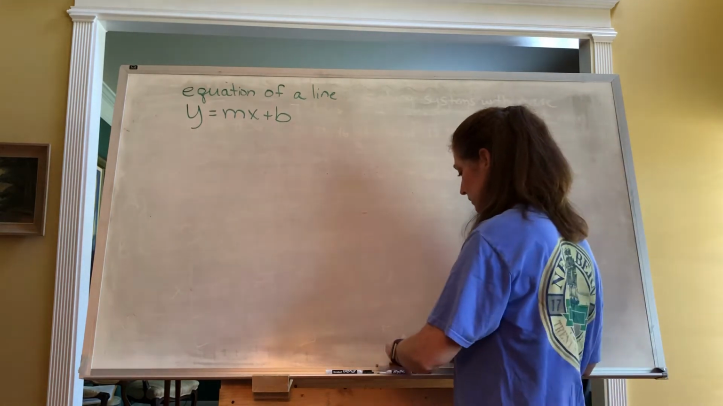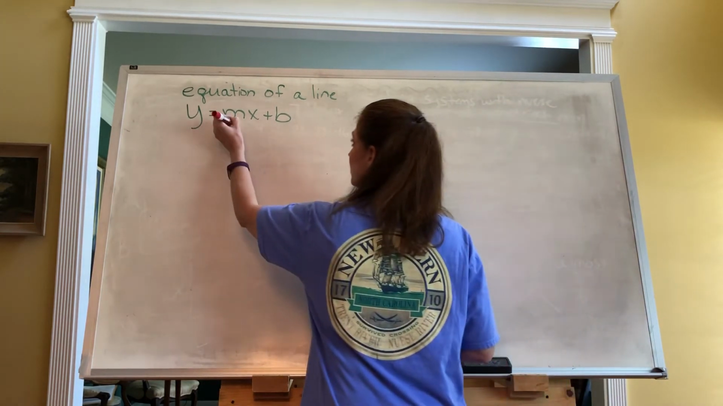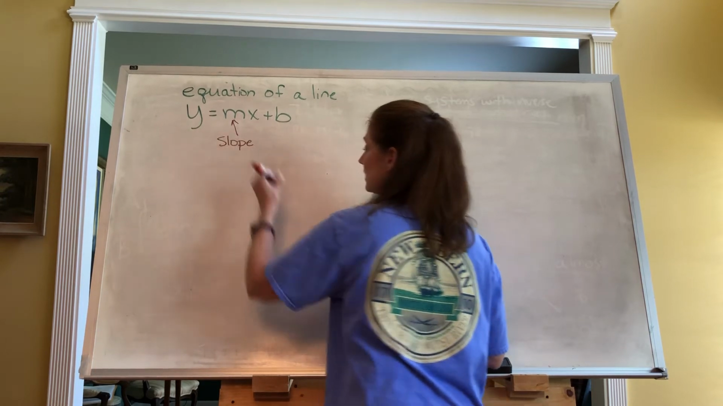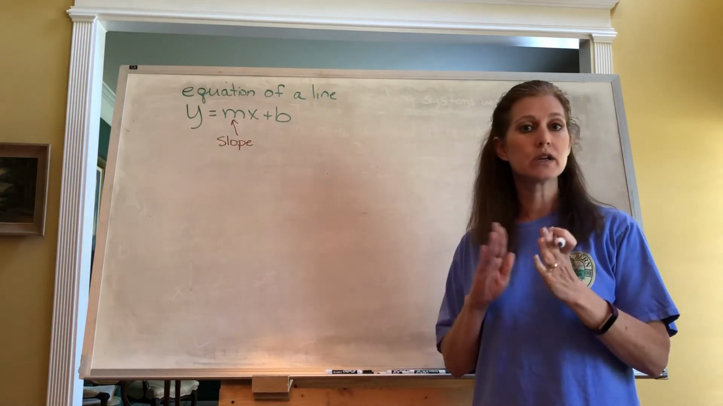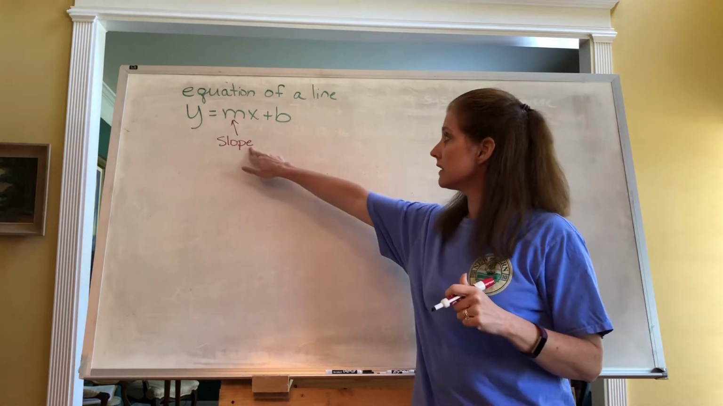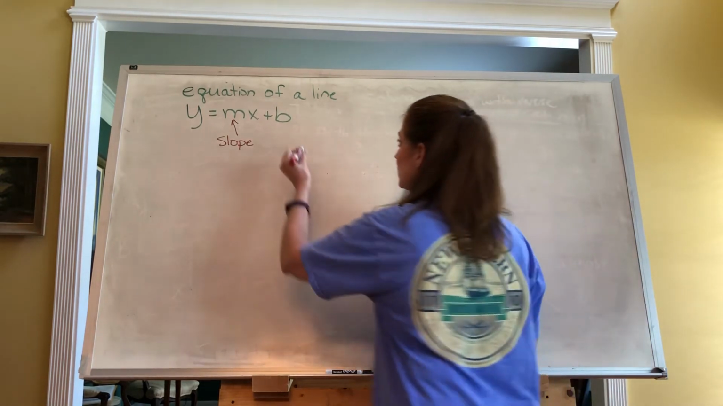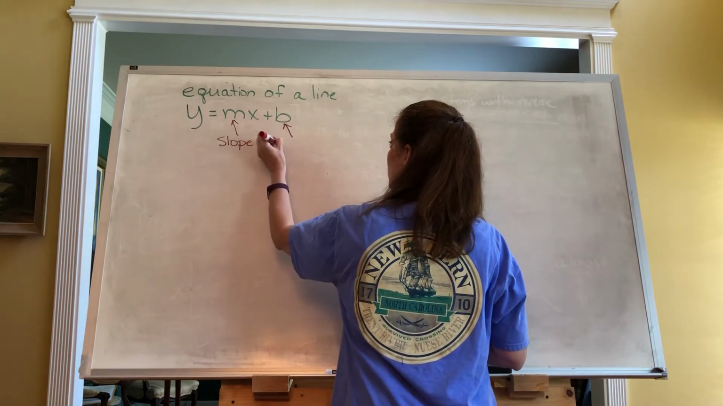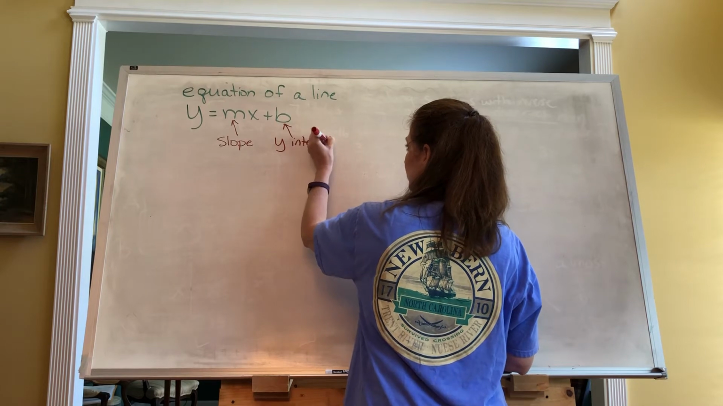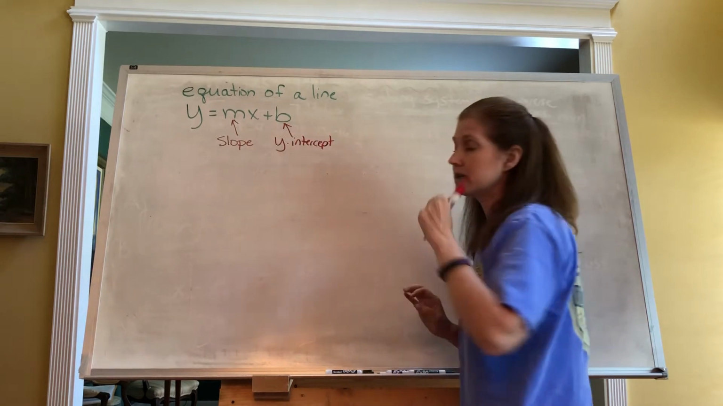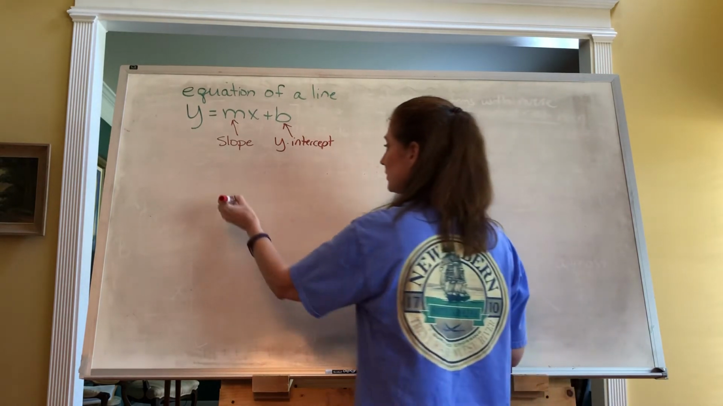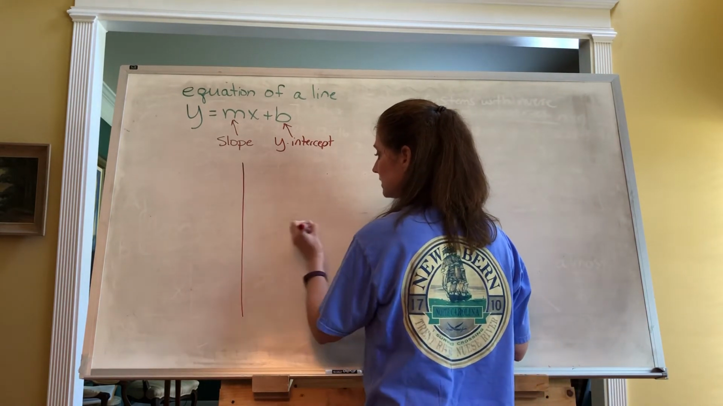And so what this means, the m is our slope. That was that number that we were finding when we were looking at those graphs a couple weeks ago. We were finding the slope, and so that's what m is. And b is what's called the y-intercept. And the y-intercept is where the line passes on the y-axis.